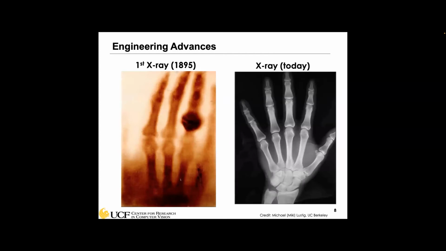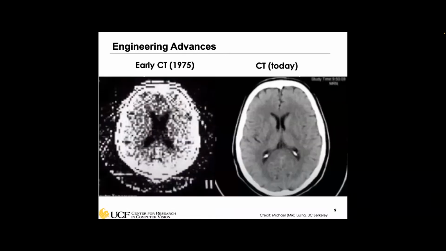Here are some of the engineering advances for different imaging modalities, right? This is the first X-ray in 1895, and this is the X-ray today. You can see, obviously it's more crisp, more clear, right? You can see the different bone structures. And on the left is the early CT scan in 1975, and CT today is also more clear, right? You can see these soft tissues of the human brain.